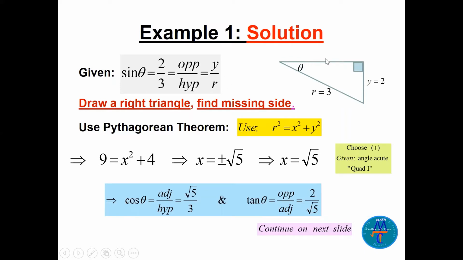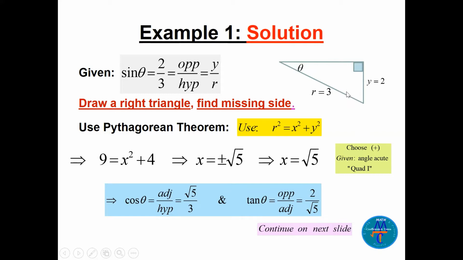If any of the trigonometric functions is given, that means one side is missing. So you can find it using the Pythagorean theorem. x squared plus y squared is equal to r squared. Let's call this one x. So we have 9 is equal to x squared plus 4. So x will be plus or minus square root of 5. In this case, I take x equals square root of 5 because we have an acute angle, which is quadrant 1.